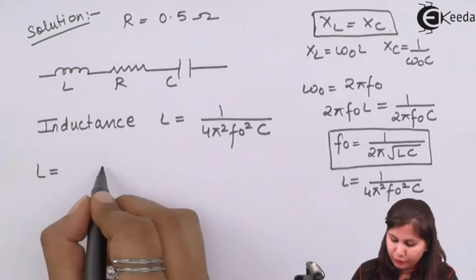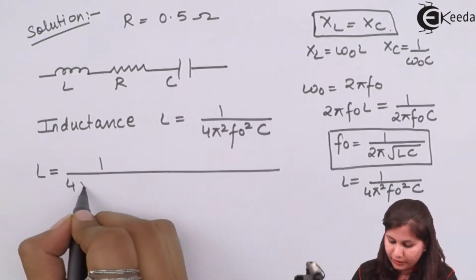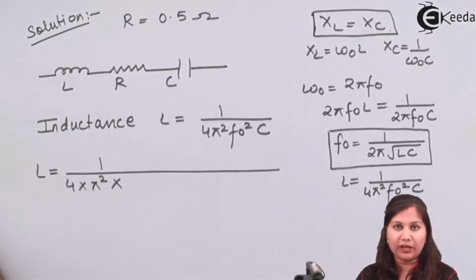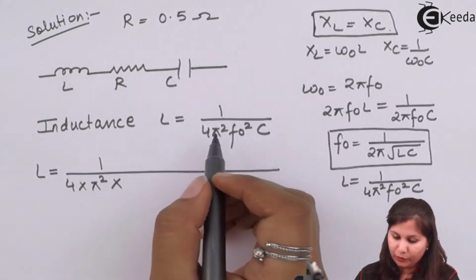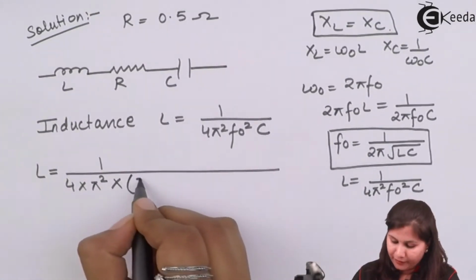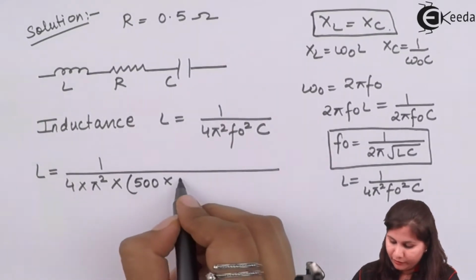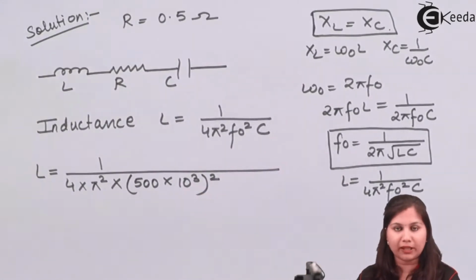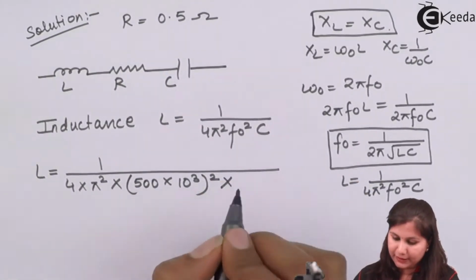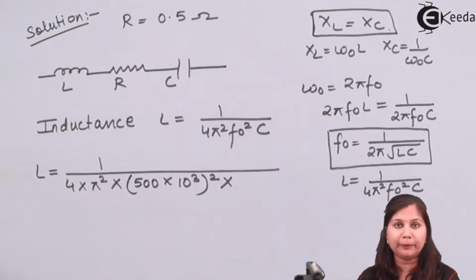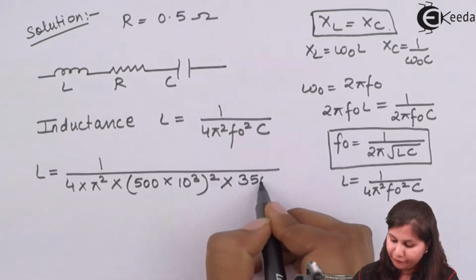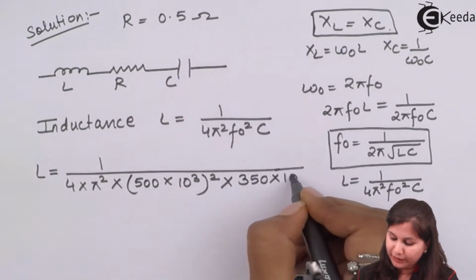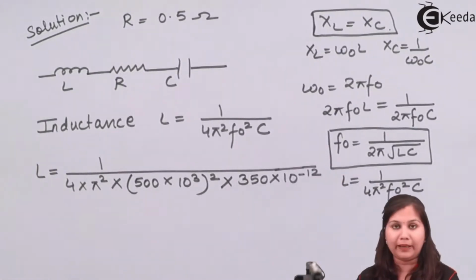So L will be equal to 1 upon 4 into pi square into F naught square. F naught is given to us in the question as 500 kilohertz, so we convert it into hertz: 500 into 10 raised to the power 3, and because we have F naught square, there will be a square of it. Then the value of capacitance is given as 350 picofarad. So 350, and because it is in picofarad, we have to convert it into farads, so it is multiplied by 10 raised to the power minus 12.